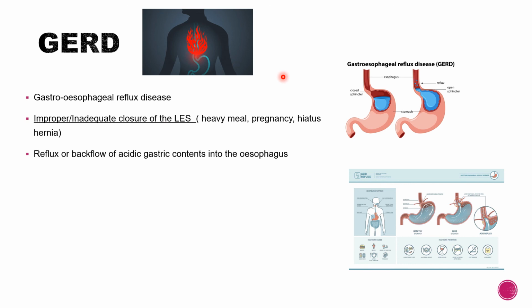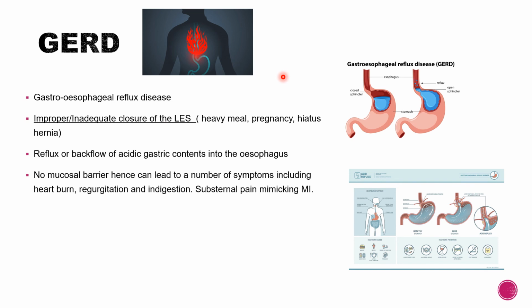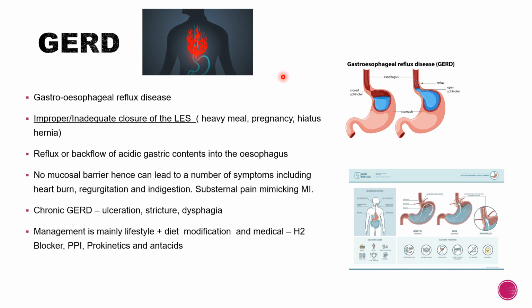Gastroesophageal reflux disease is basically reflux or backflow of acidic gastric contents into the esophagus. Now the esophagus doesn't have any mucosal barrier, hence the acid in the gastric contents will attack the esophageal mucosa and lead to heartburn, regurgitation, indigestion, pain, substernal pain. Basically this pain can be so severe that it can mimic myocardial infarction. And chronic gastroesophageal reflux disease can lead to ulceration, stricture, dysphagia, and may also lead to esophageal carcinoma.